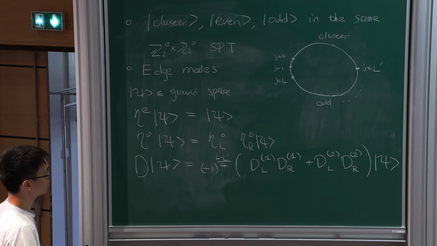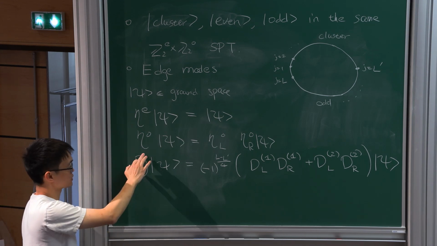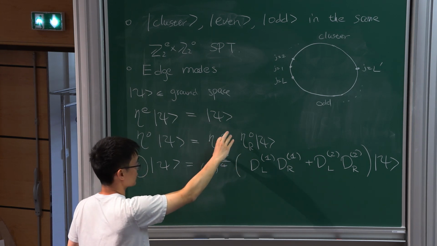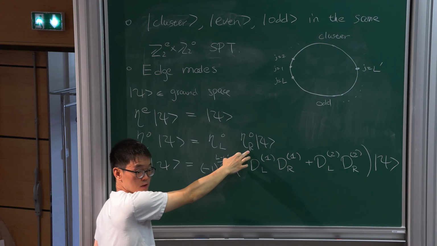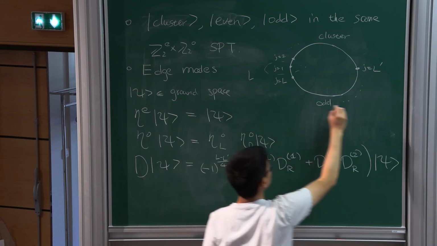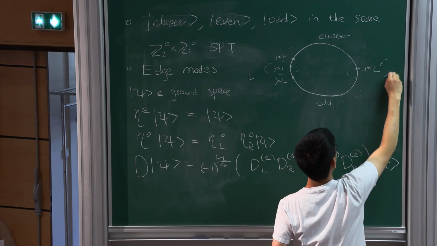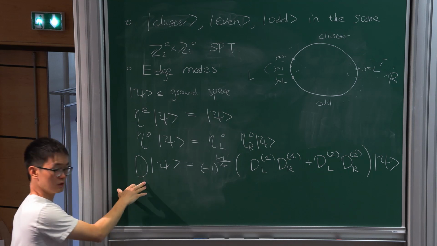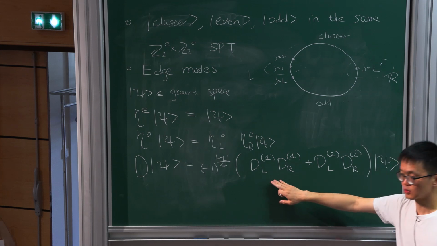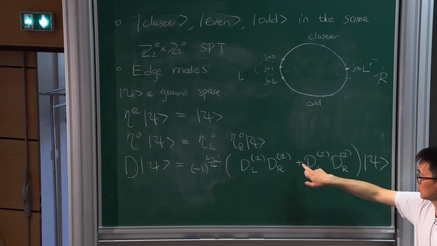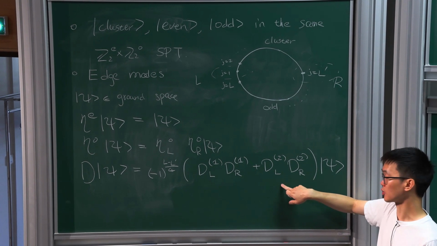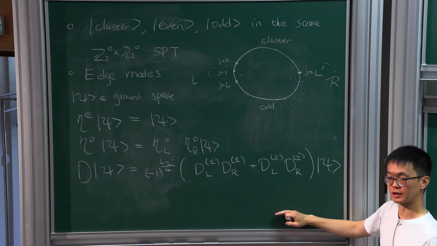Okay, so we have some new features here. For invertible symmetries, it just factorizes into one term, a product of a local factor on the left and a local factor on the right. But for this non-invertible operator, because of its non-invertible nature, when it acts on the ground space, it factorizes into a sum of two terms. And each term is a product of a local factor on the left and a local factor on the right.